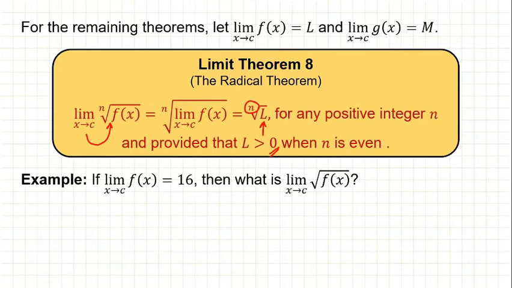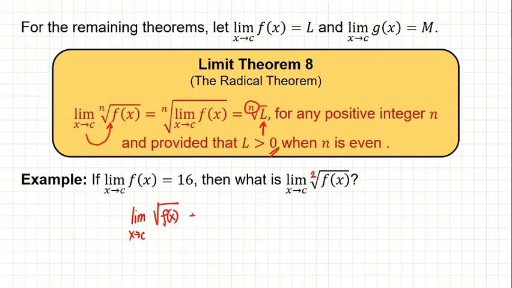So, applying the theorem, let us check first kung ano yung n natin. In this case, we have the square root of f of x, so there is an imaginary 2 there, right? So may imaginary 2 dyan. So n here is even. So ang titingnan natin, dapat yung L natin or yung limit sa loob ng radical sign should be greater than 0.